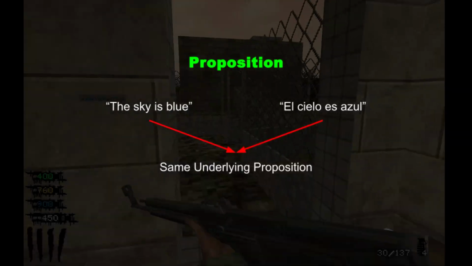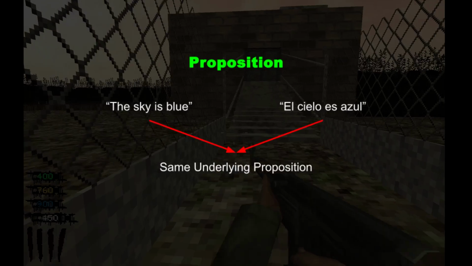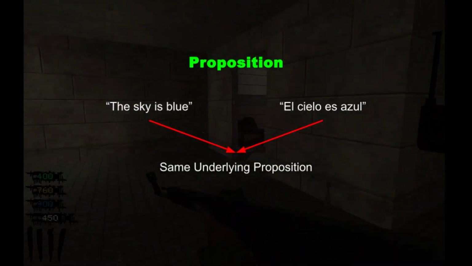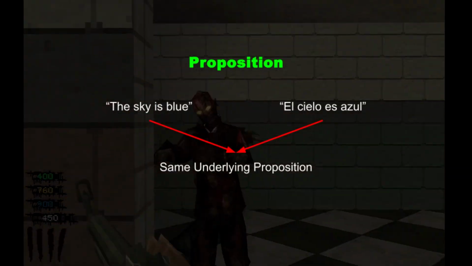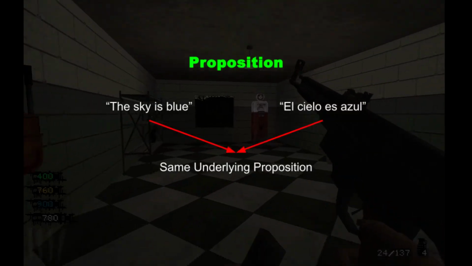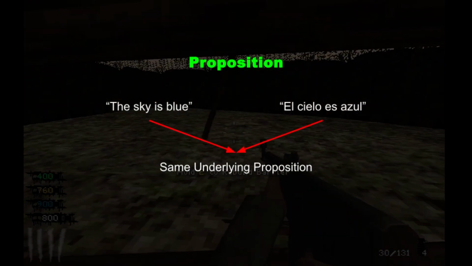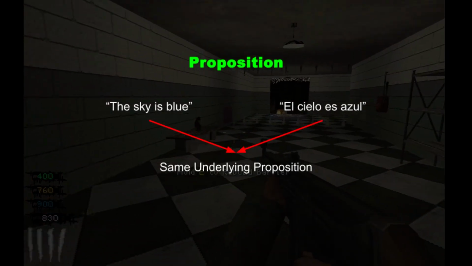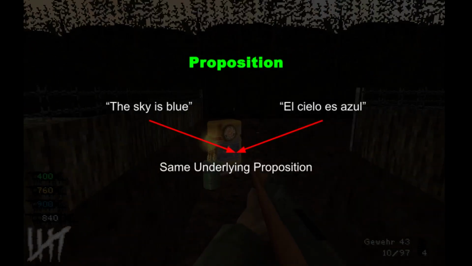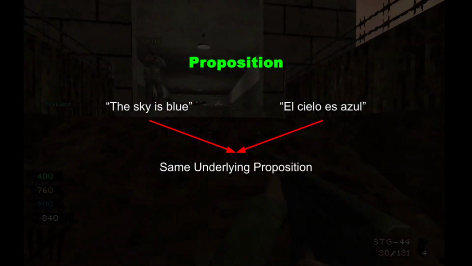And the underlying meaning of the two statements is going to be the proposition. So a proposition isn't necessarily identical to any statement, but rather the proposition is the underlying meaning affirmed by the statements themselves. So whatever truth value is affirmed by the statements, "the sky is blue" or "el cielo es azul," this underlying truth is the proposition, not the actual language or how we represent that in language itself.